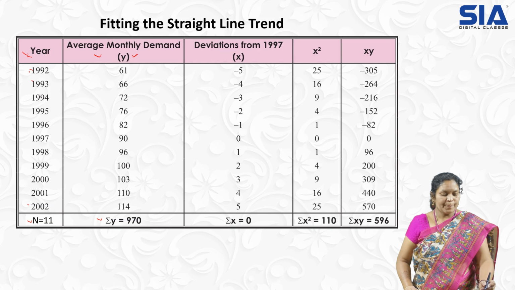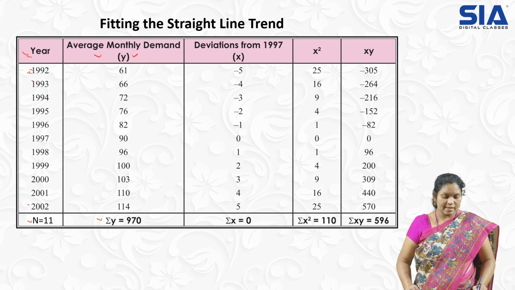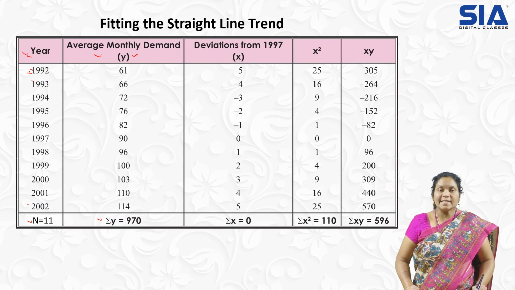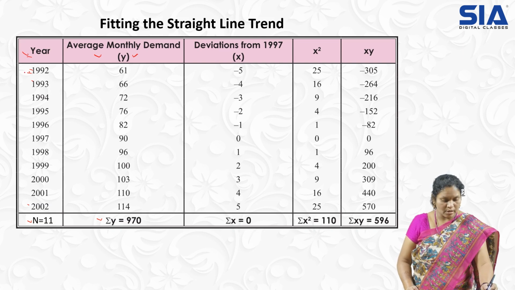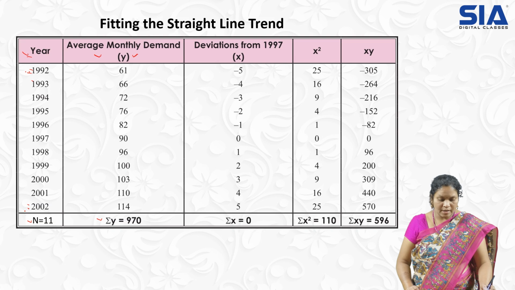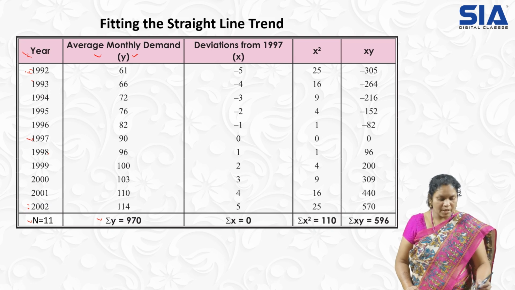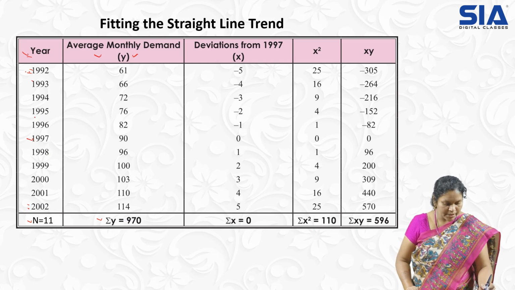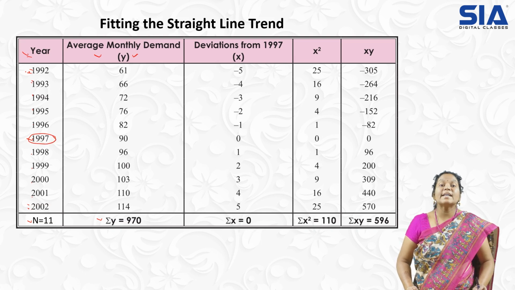We will not consider 1992 directly as x, because it's a big value, a four-digit number. So whenever such year data is given, we have to convert it. How to do that is, you have to consider the middle value. Out of all these 11 years, which becomes the middle year? 1997 becomes the middle year. Check it out. Upside how many do we have? 1, 2, 3, 4, 5. Downside, 1, 2, 3, 4, 5. So the middle year becomes 1997 because it's odd data, and we can obtain the exact middle value.